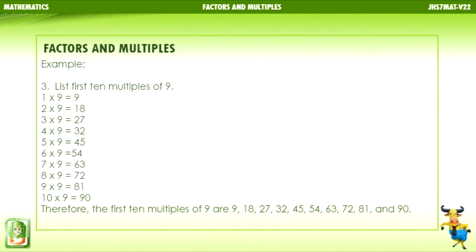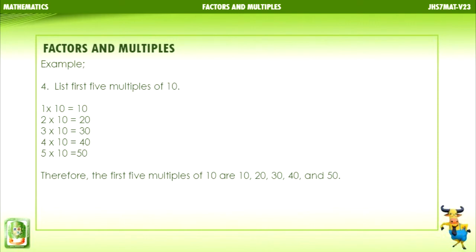3. List the first 10 multiples of 9. We multiply the counting numbers 1, 2, 3, 4, 5, 6, 7, 8, 9, 10 to the given number 9. The products are the first 10 multiples of 9. Therefore, the first 10 multiples of 9 are 9, 18, 27, 36, 45, 54, 63, 72, 81, and 90.